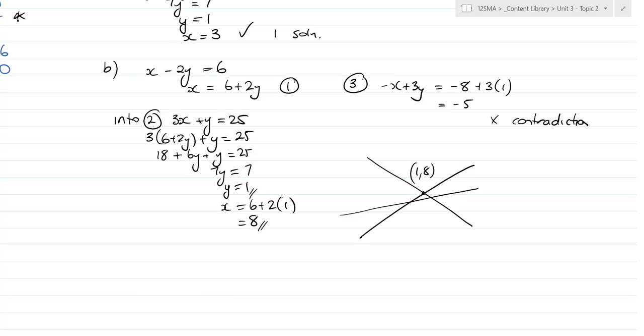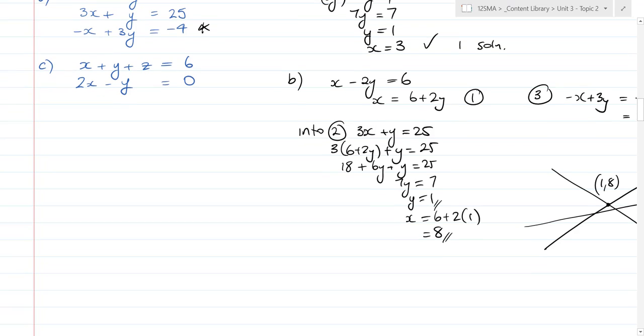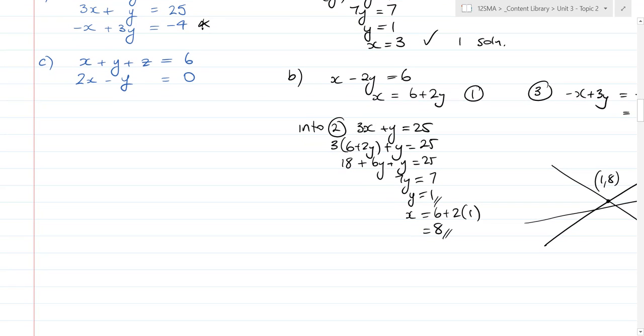Do you remember what that's called? If 3 lines meet at one point, do you remember what that's called? It's called concurrent if they meet at one point. Collinear means that they are the same line. So C.